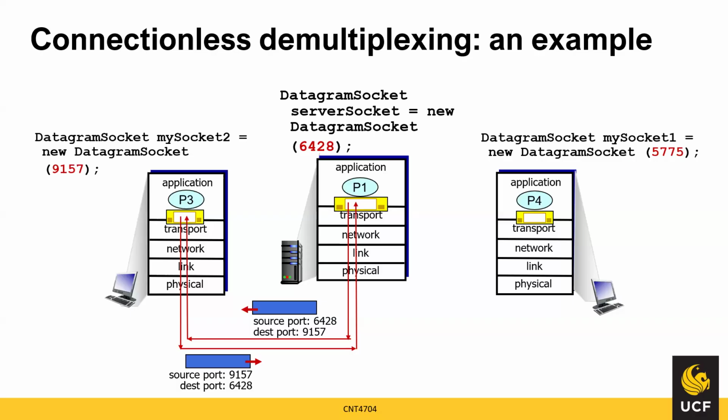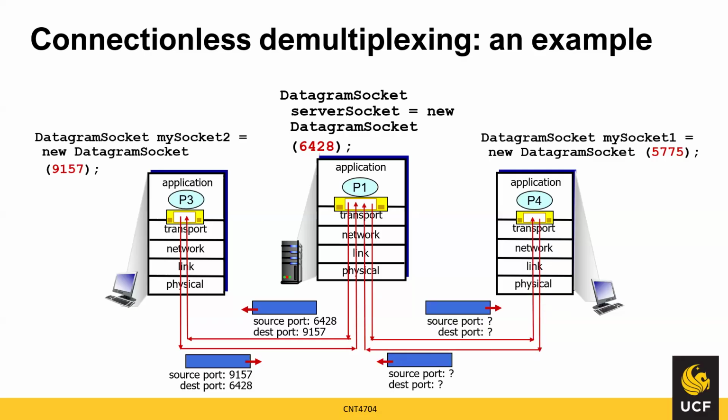On the right-hand side, the same idea gets repeated, and this is just for us to try out. We want to know what will go in these blank spots. Obviously it's going to be the same thing. When P4 contacts P1, it would use its own source port, which is 5775, and the destination port, which is 6428. When P1 sends it back to P4, it would use its own source port, and it would use the destination port of P4.